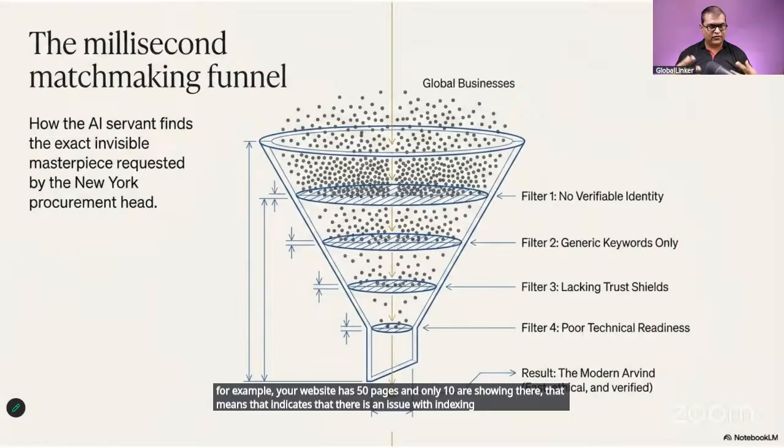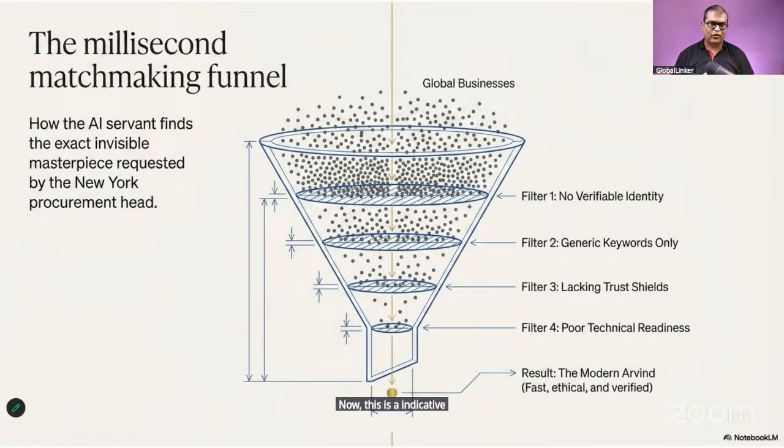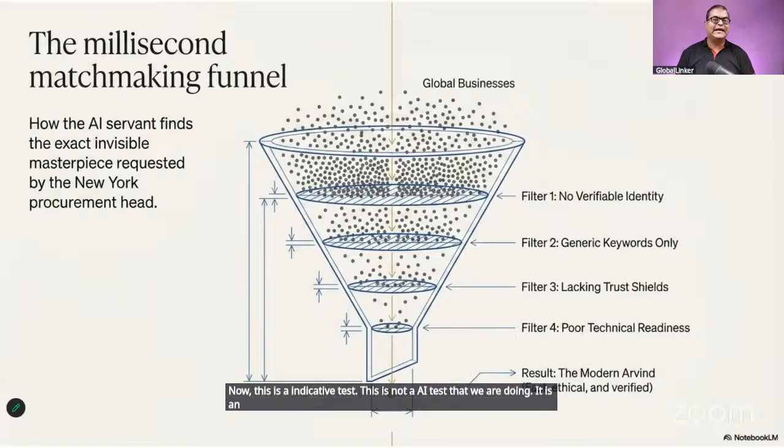Now, this is an indicative test. This is not an AI test that we are doing. It indicates that if Google is not able to index your website, then there is something wrong with your website, and you should be looking into it, right? So it's an indicative test.